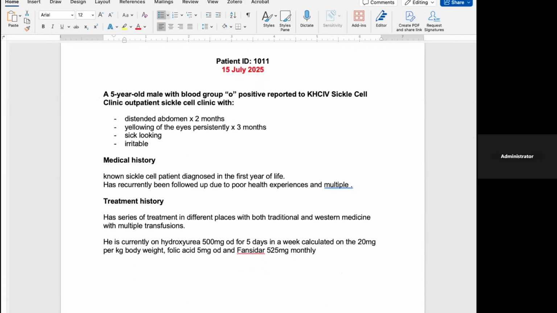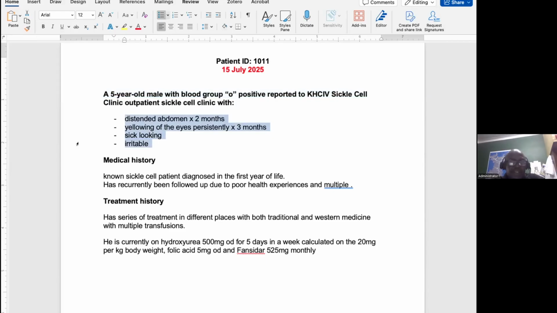Thank you very much, Professor Stewart. I'll present part of the case, and Chakwa Ben and Brian will present part of the case. I'm Joel. On 15th July 2025, we received a 5-year-old male, blood group O positive, in our outpatient clinic. At the time of his visit, he had a distended abdomen that had lasted for 2 months, and yellowing of the eyes that had persisted for 3 months. He was sick looking and irritable.